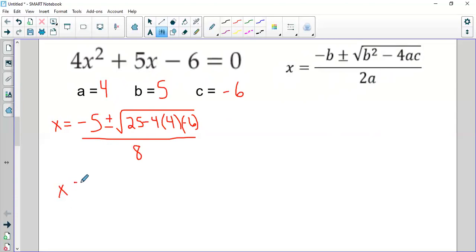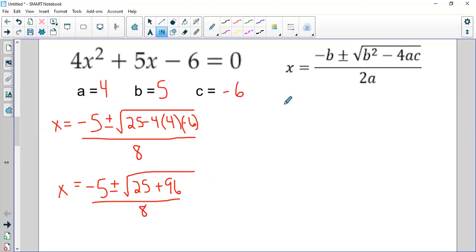So x is equal to negative 5. Let's do my computation inside that radical. Plus or minus the square root of 25. Negative times negative gives you positive. 4 times 4 is 16. And 16 times 6 is 96. So this is plus 96. And that whole thing is over 8.